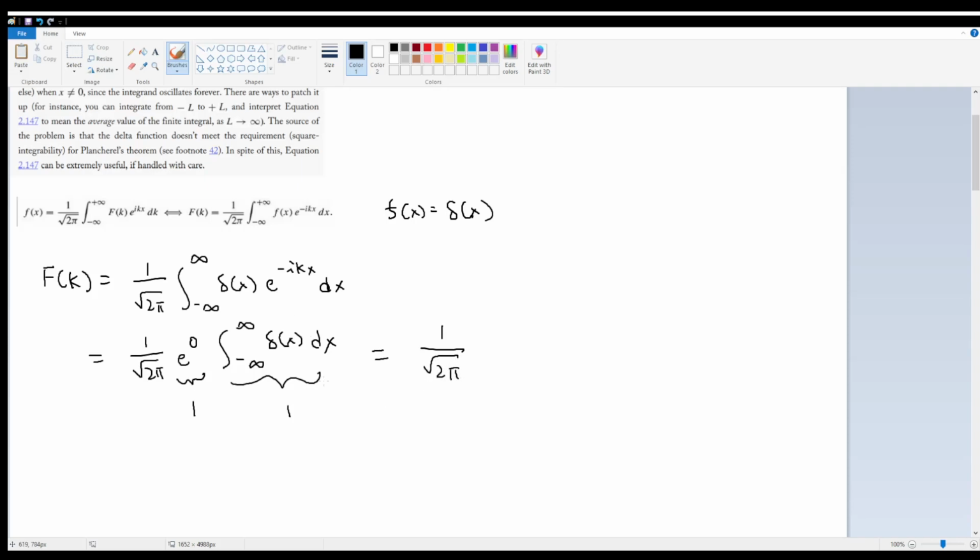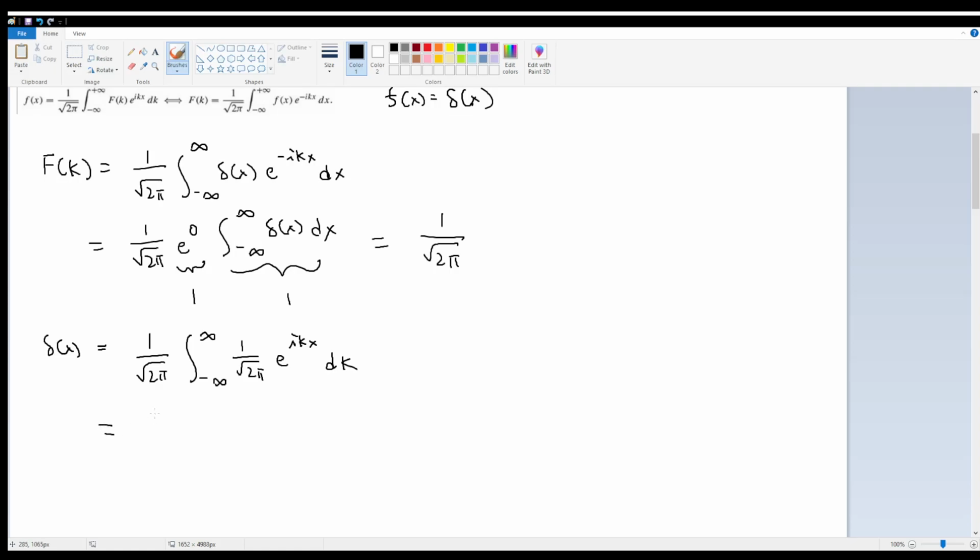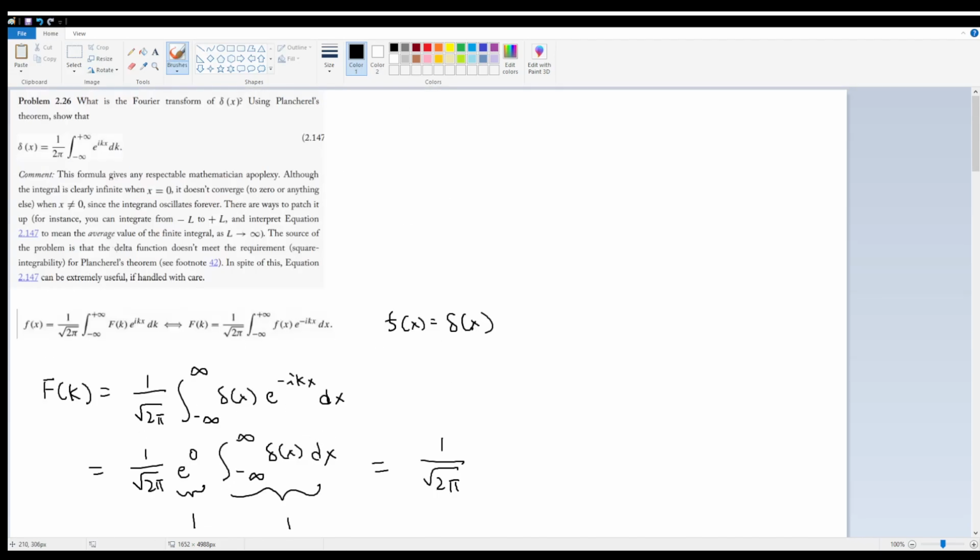Then we can reverse this and say the reverse Fourier transform is going to be, Dirac delta of x, which is f of x right here, is then, according to this formula, equal to 1 over the square root of 2 pi times the integral from negative infinity to positive infinity of f of k, which we just found is 1 over square root of 2 pi, times e to the ikx dk. Now, immediately we pull out the 1 over square root of 2 pi. We get 1 over 2 pi times the integral from negative infinity to positive infinity of e to the ikx dk. And if we look, this is exactly what Griffiths said we should get. So that's the actual problem done.